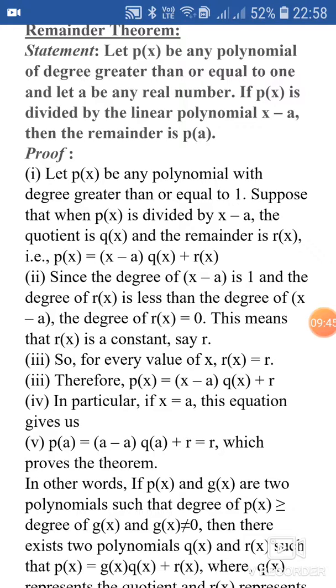But now in the theorem, the statement is very important. So the statement is: let p(x) be any polynomial of degree greater than or equal to 1, and let a be any real number.